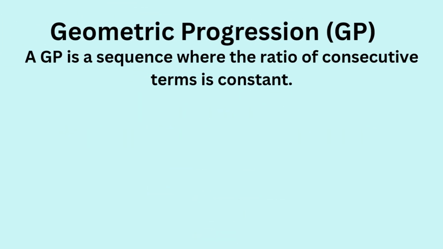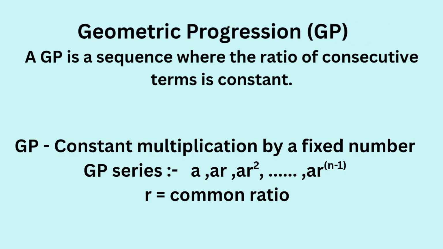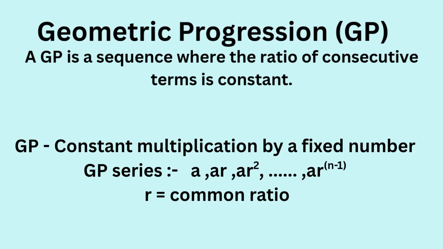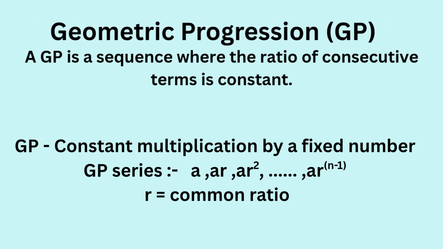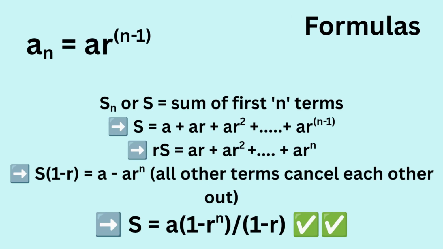Next, we have the geometric progression or GP. Instead of adding, in a GP we multiply by a fixed non-zero number to get the next term. This fixed number is the common ratio denoted by r. The formula for the nth term is a_n = ar^(n-1), because a is multiplied by r n-1 times, and the sum of n terms is S_n is equal to this.